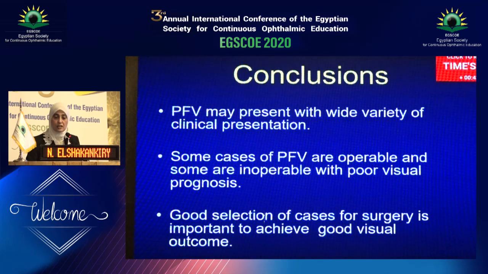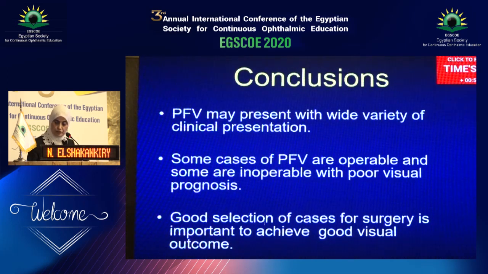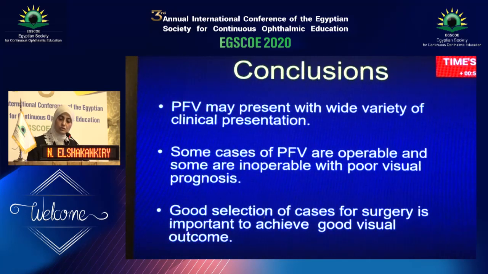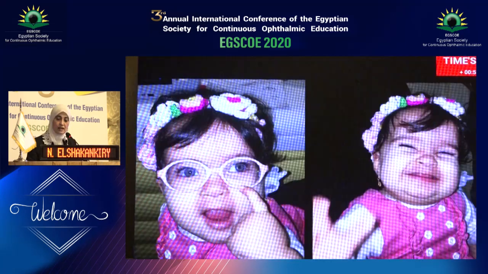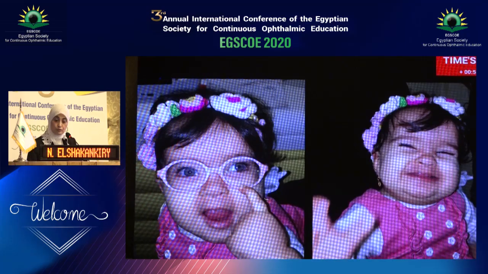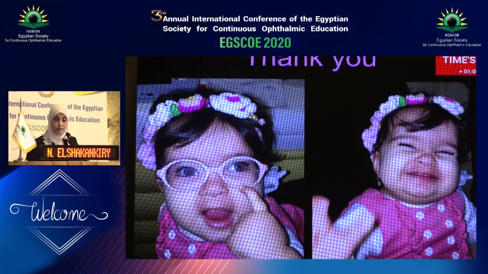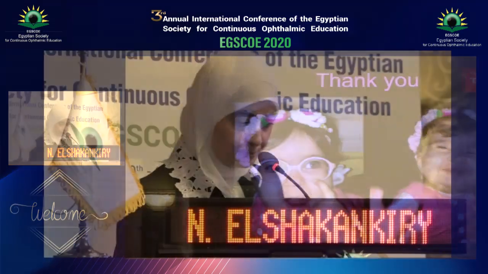Finally, to conclude, persistent fetal vasculature may present with a wide variety of clinical presentations, and some cases are operable and some are inoperable with poor visual prognosis. We have to be selective with the cases in order to have a good prognosis, and don't forget the amblyopia therapy, and thank you very much for your kind attention.